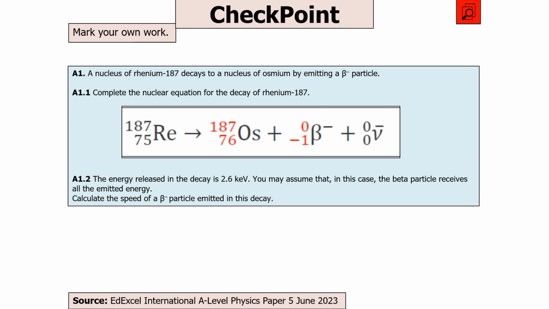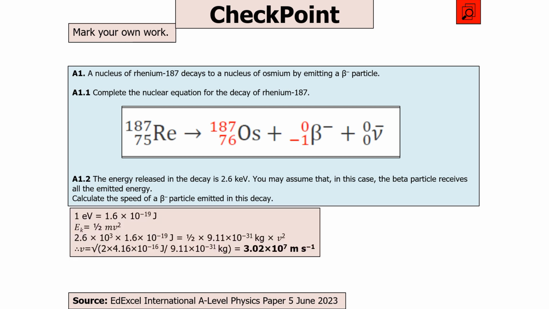So in this next question, you can convert your energy from keV into joules by using your conversion factor. We can then say that is the kinetic energy. We can then say that therefore equals a half mv squared. So therefore we can work out v, and we get our value to be 3.02 times 10 to the 7 meters per second. Once again, you're given the mass of the electron on the equation sheet.